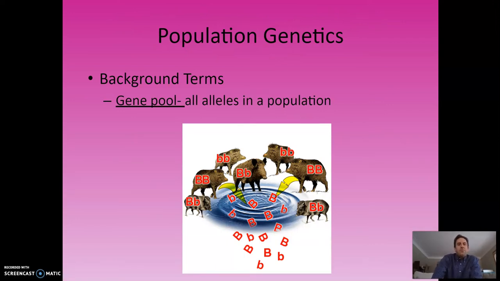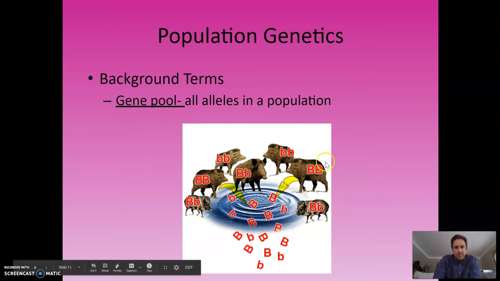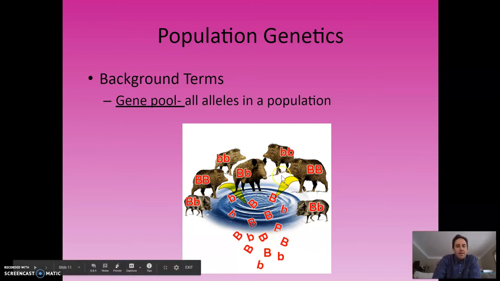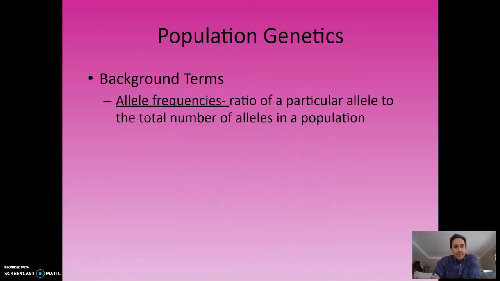The gene pool refers to all of the alleles in a population. So if you've got a whole bunch of pigs in a particular environment, and some are homozygous dominant, others are homozygous recessive, and others are heterozygous, imagine taking all those big B, little b's and just dumping them in a pile. That pile would represent the gene pool. It's all of the alleles that exist in that population at any given moment.